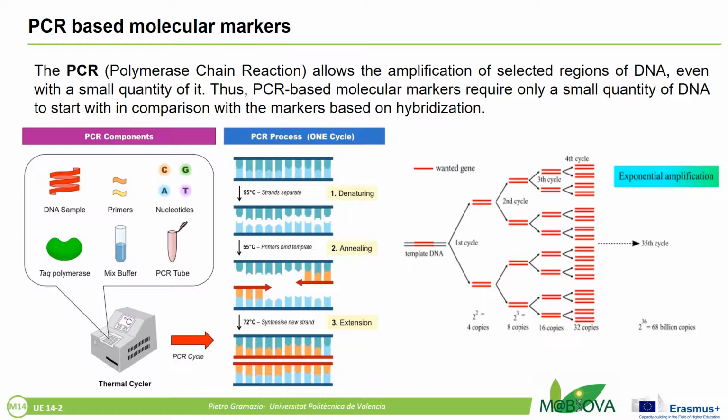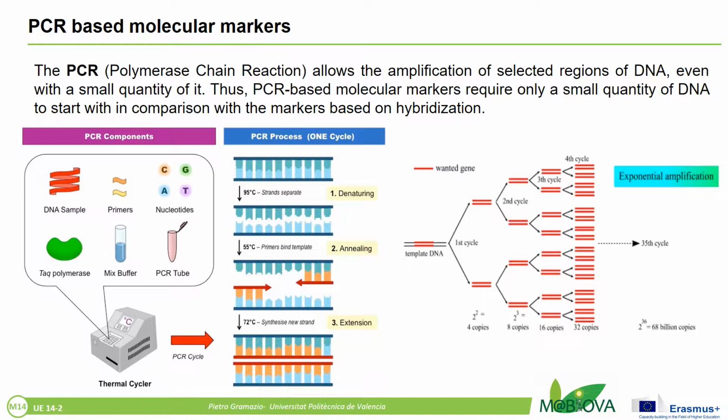In the previous subunit, first generation of molecular markers, we have reviewed the first types of molecular markers based on DNA, RFLPs and VNTRs, that are amplified by restriction enzymes and hybridization. A new revolution in genotyping came with the introduction of the PCR. The PCR, polymerase chain reaction, allows the amplification of selected regions of DNA, even with a small quantity of it.